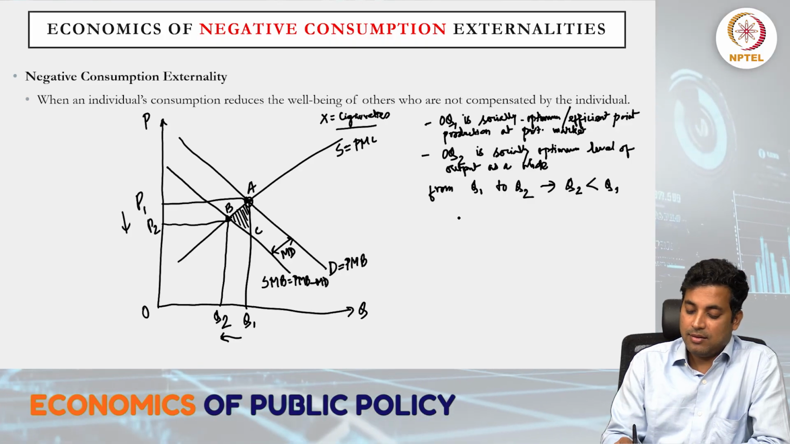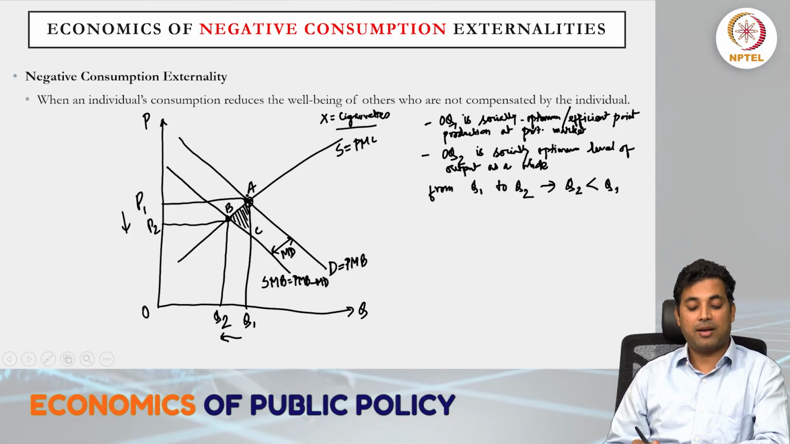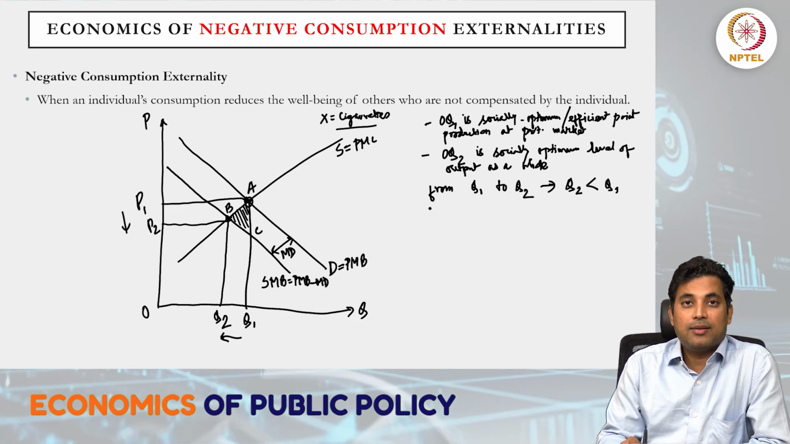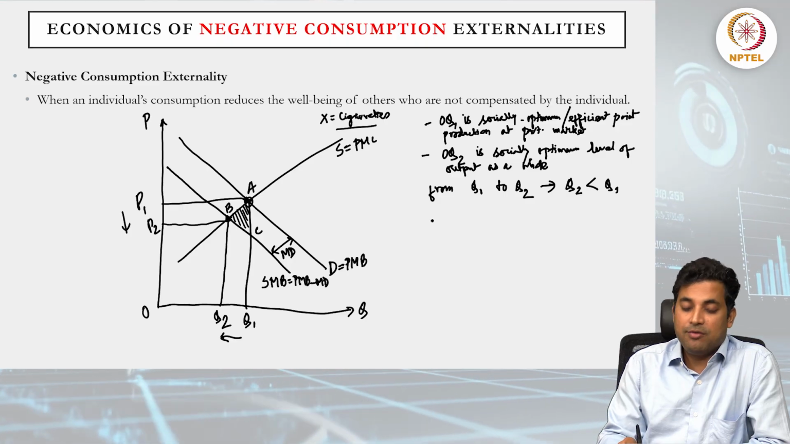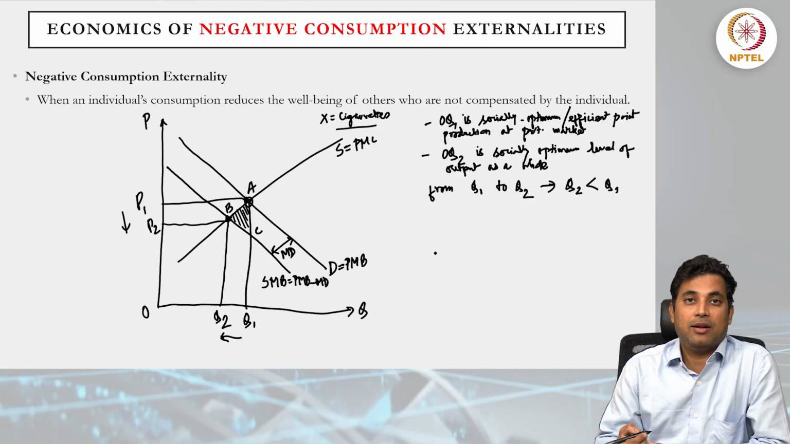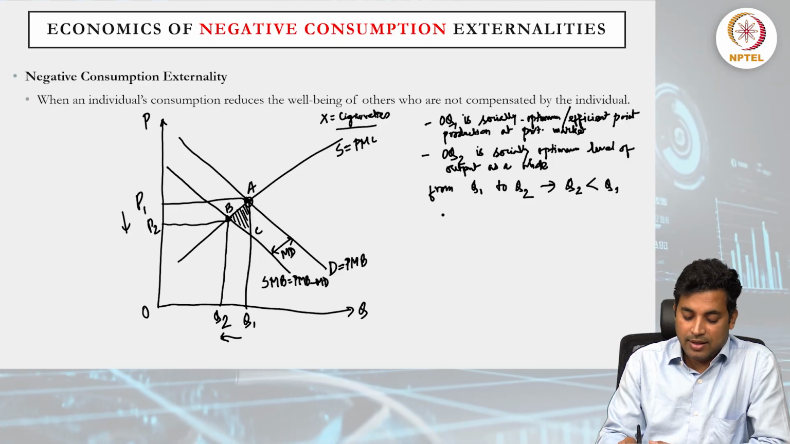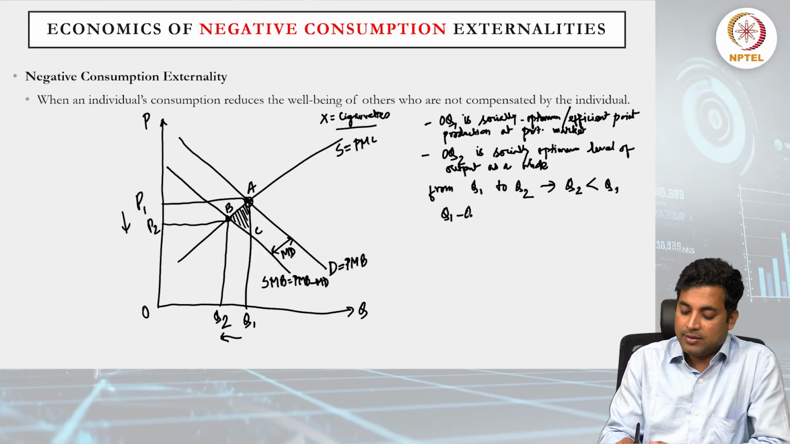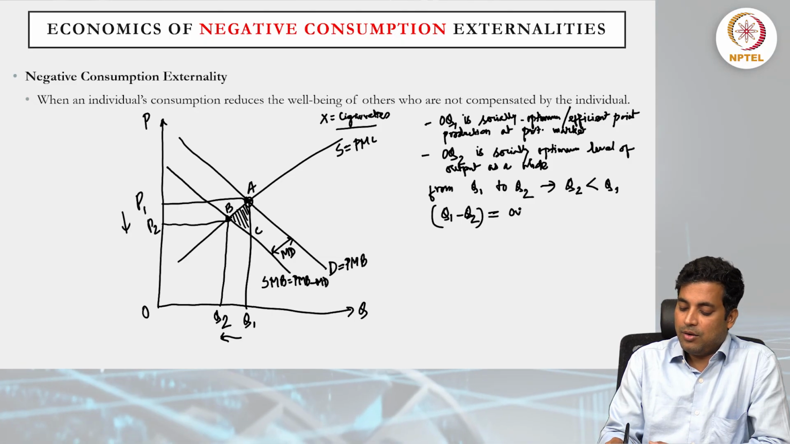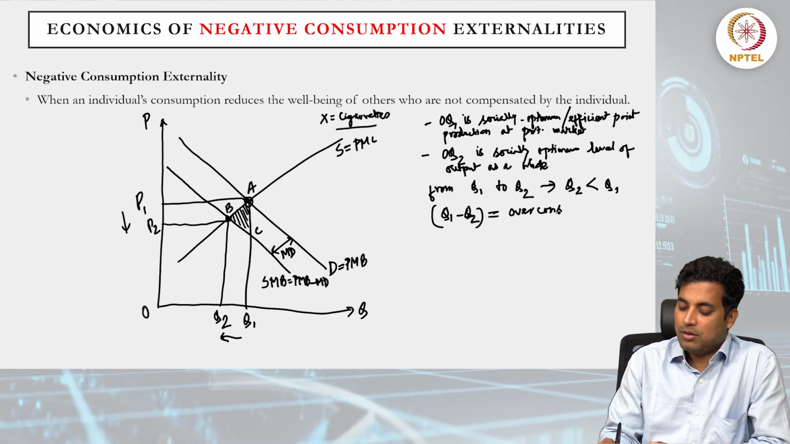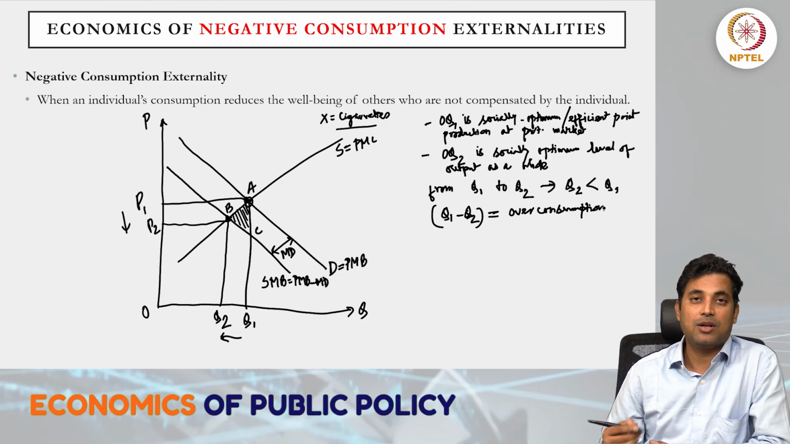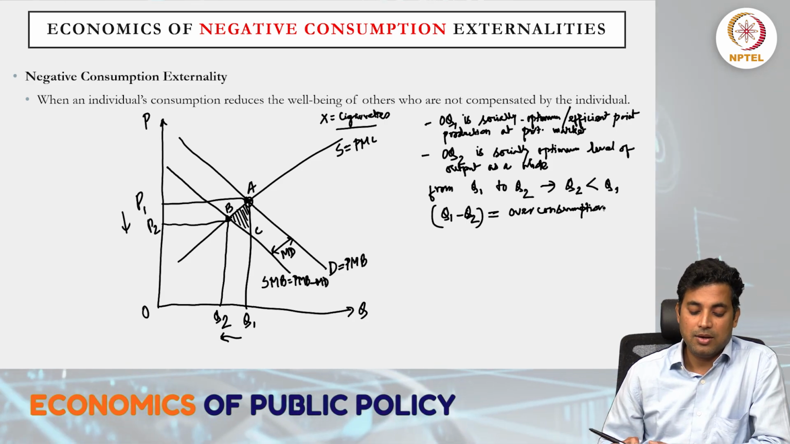Now just imagine that in the private market, if it is getting produced at point A, it is a situation where people in the society will consume more than the socially optimum level as a whole. Certainly Q1 minus Q2 is an indicator of the overconsumption amount of cigarette in this particular case, right?